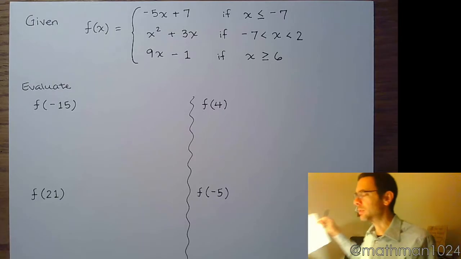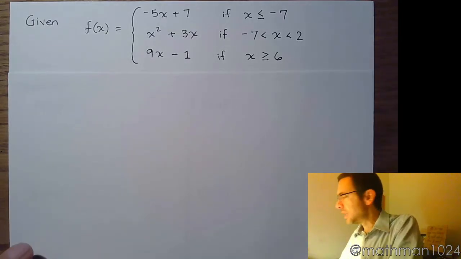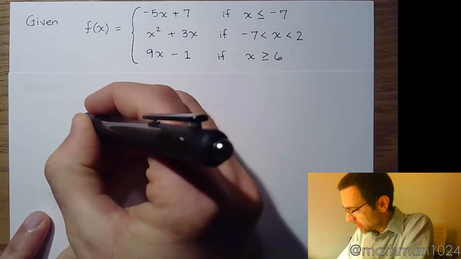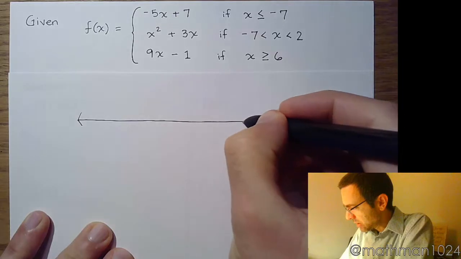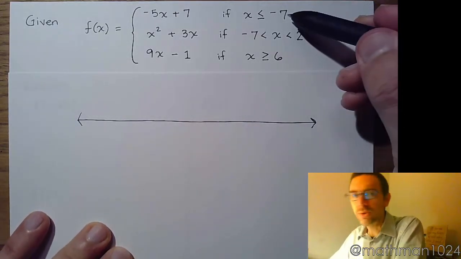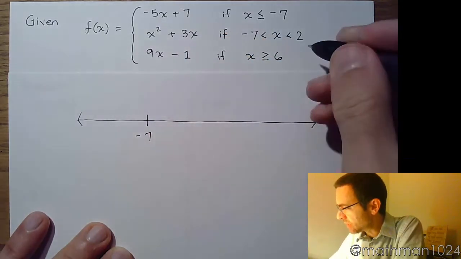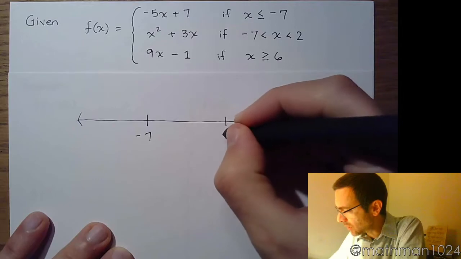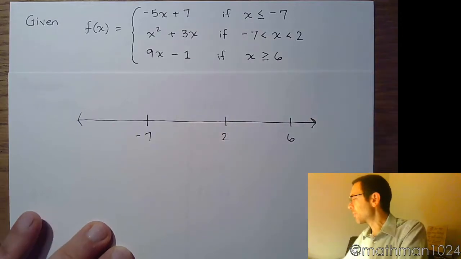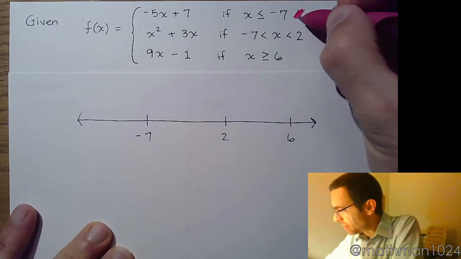So here's what I like to do. Sometimes I'll just take an extra piece of paper like this, and I just draw a number line. And I pay attention to these critical values here. So we have negative 7. We see that we're using 2 as well. And we also have 6. So I'm going to color code these. This guy here is going to be my pink one.